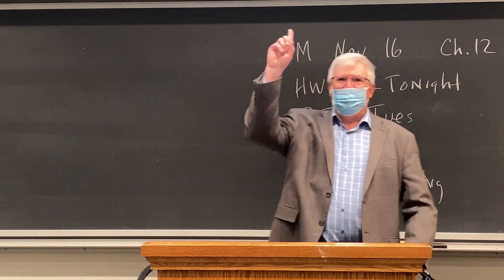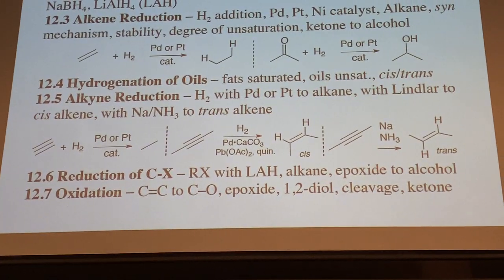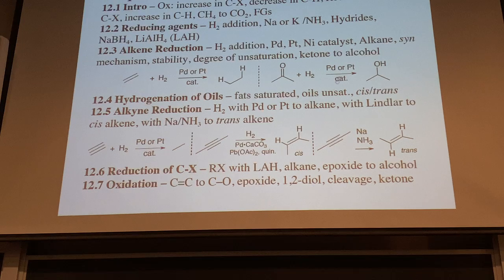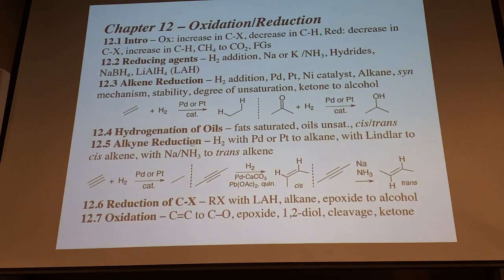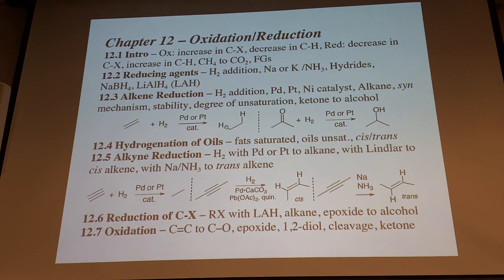Let's go to the overhead here, Colin. The outline for chapter 12, oxidation and reduction. We started out with the reduction reactions here, hydrogenation reactions of alkenes with palladium catalyst to go to alkanes. You can hydrogenate carbonyls to go to alcohols. So those are reductions. Remember, reduction in OChem means adding hydrogen and or taking away oxygen.